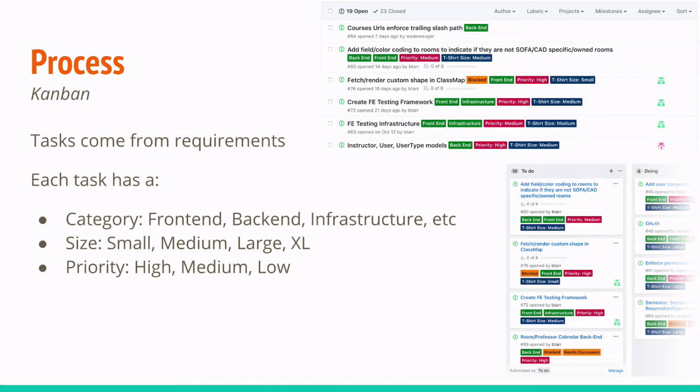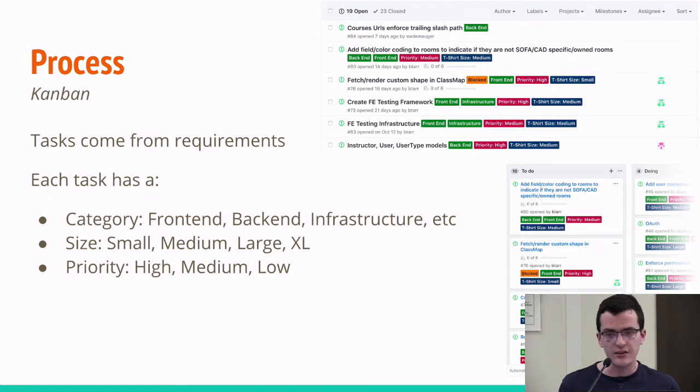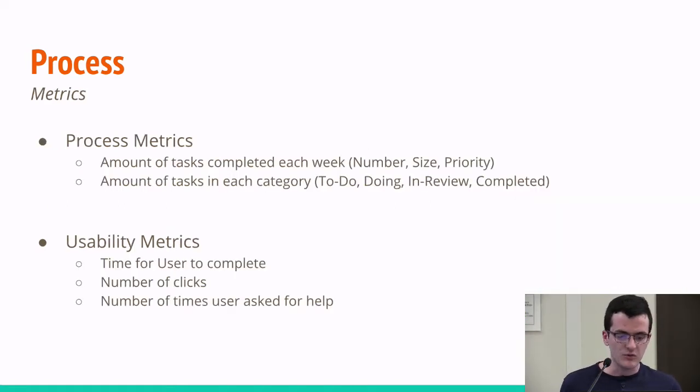Small would take around a day, medium would take 2 to 3 days, large would take a week to half of a week, and extra large would be over 2 weeks. If something's extra large, then we would usually break it down into smaller tasks. In priority, we have high, medium, and low to decide what sort of tasks we should be focusing on before others. In terms of metrics, we covered process metrics and usability metrics.